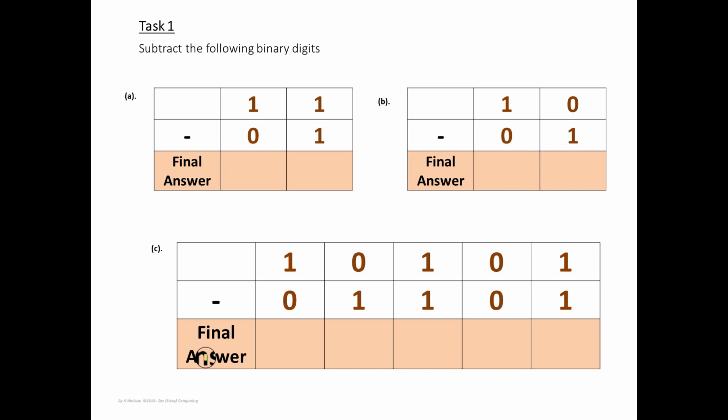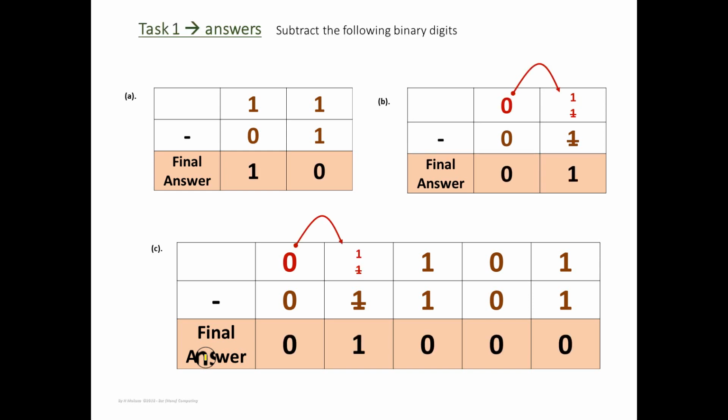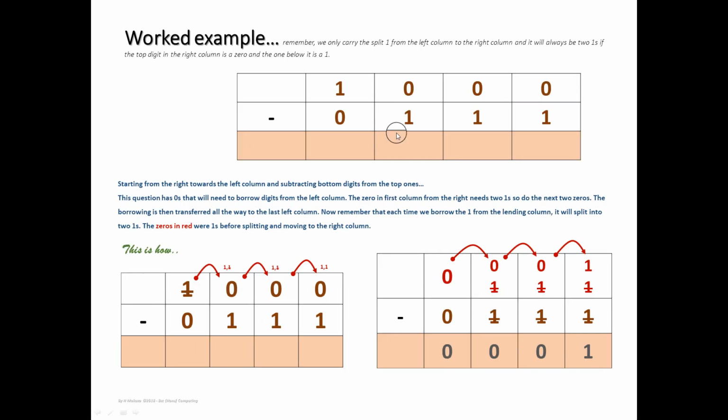Okay, so here we go. Those are the answers for task 1. If you did it, well done. There's an example here where you have 1, 0, 0, 0 and 0, 1, 1, 1. So how do you subtract that? Again, we follow the basic principles. Keep borrowing 1 from the left column.